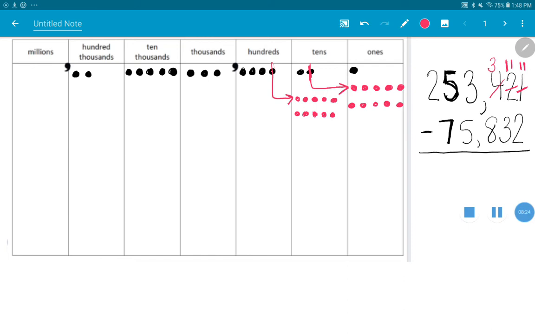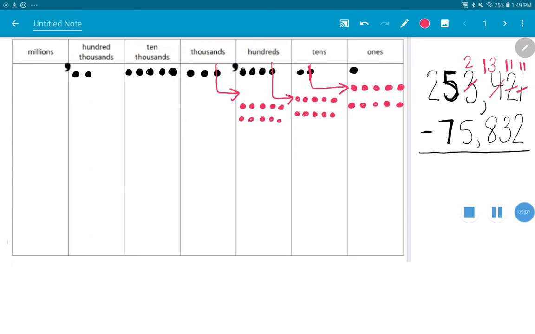Yeah, I'm going to go to the thousands place value. I'm going to take one of those thousands away. And I'm going to make them into, how many hundreds does it take to equal 1,000? 10. Okay. So now I only have 2 thousands, but I have 13 hundreds.